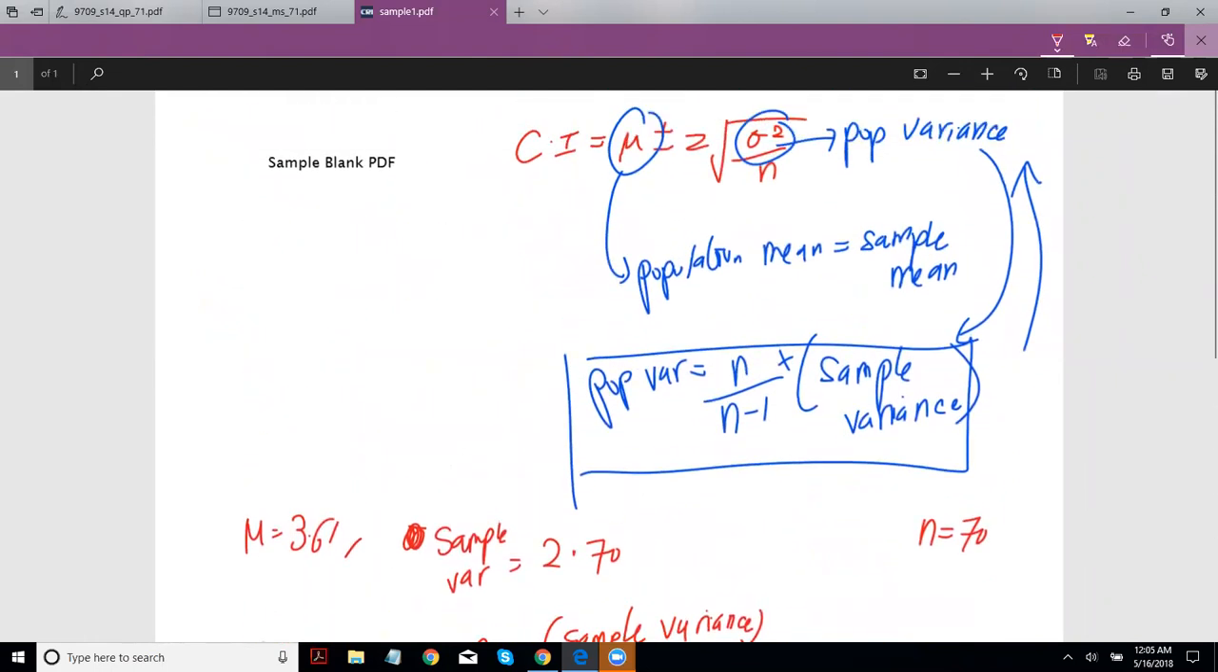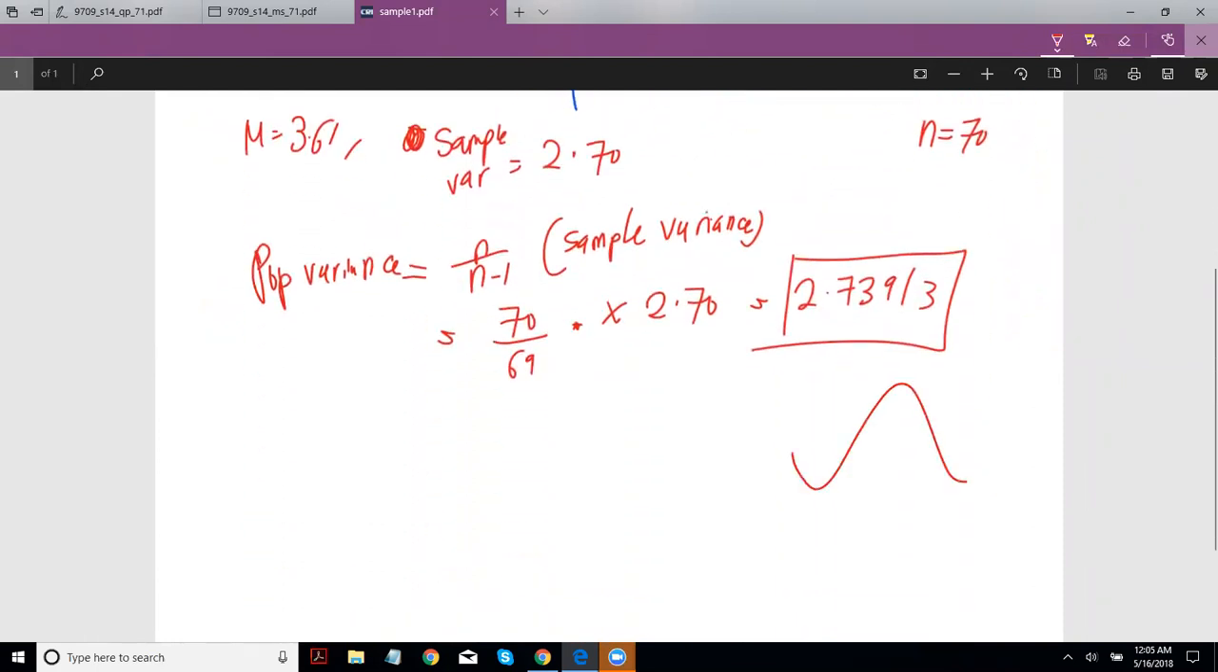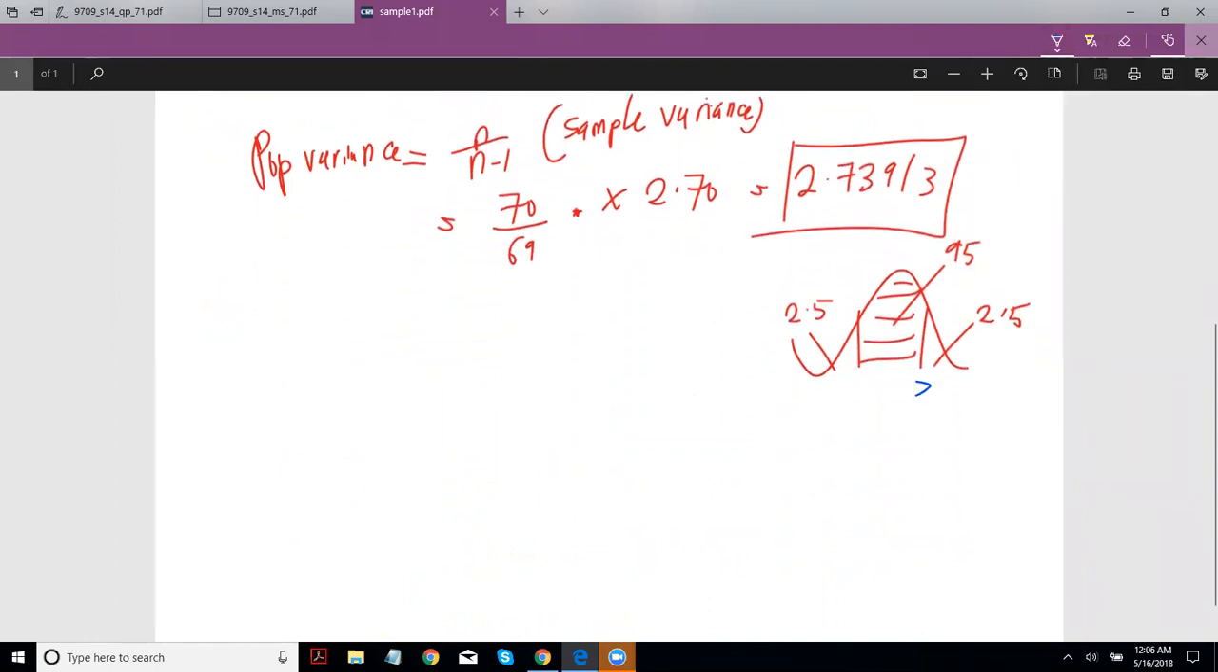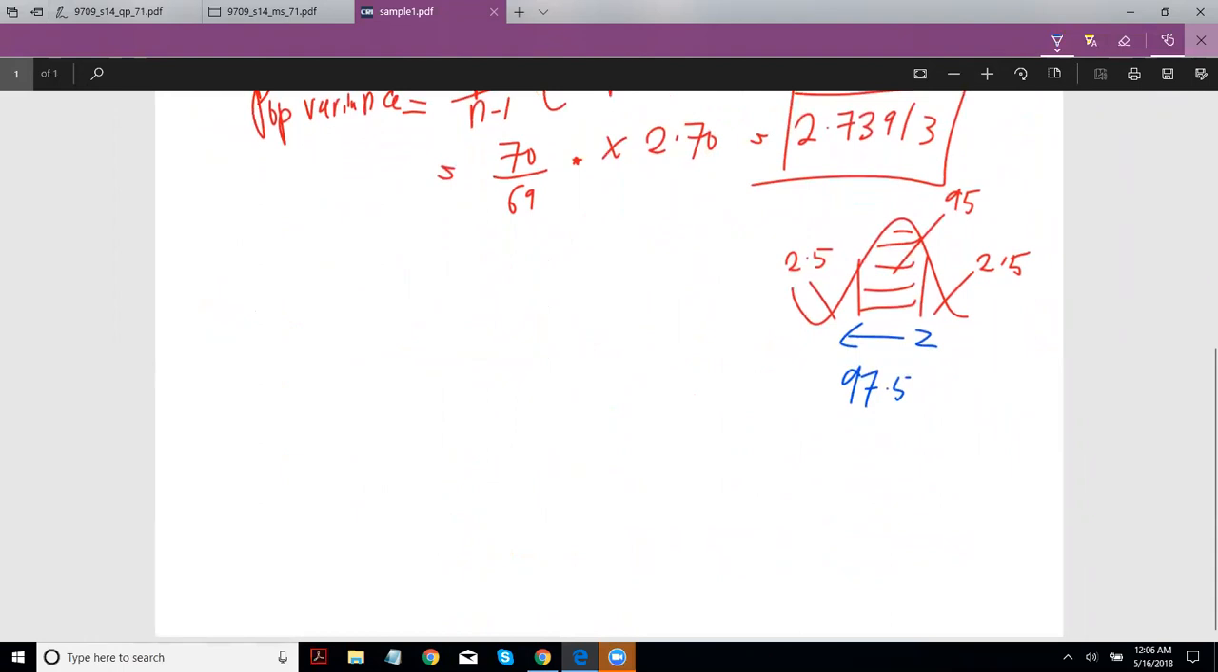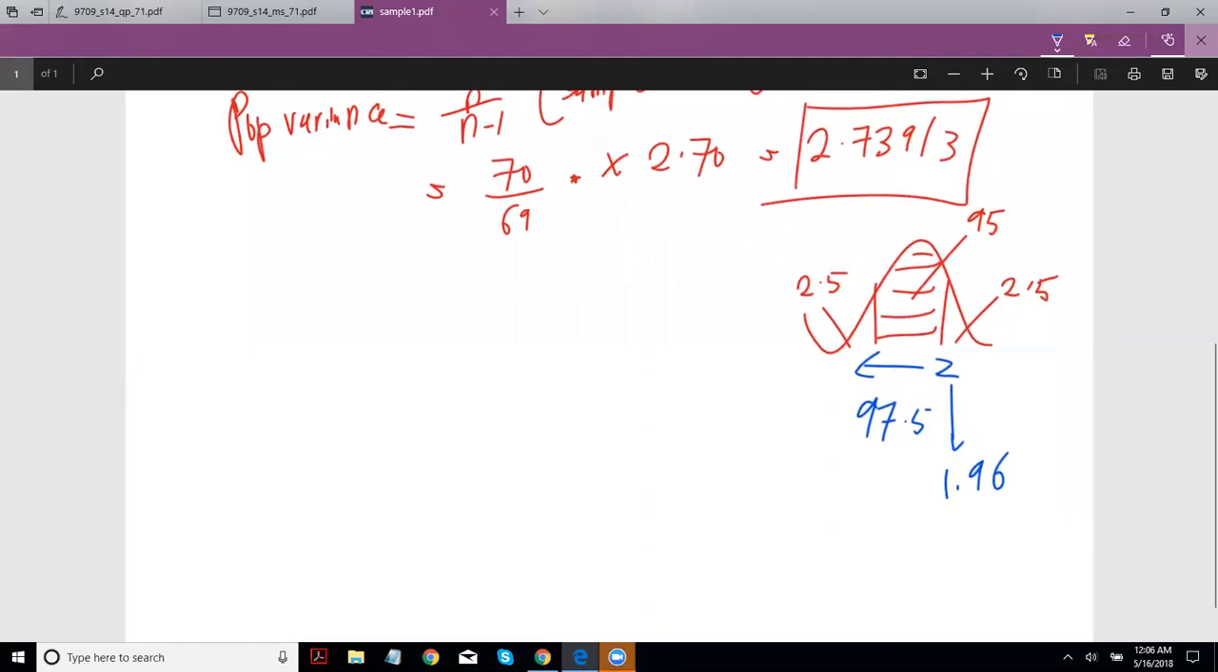We want our z value, however, and since we're given a 95% confidence interval, if this is 95, this would be 2.5 and this would be 2.5. So to calculate the z value, the probability behind this has to be 97.5, and you can figure the z value out from the critical values of your normal distribution table, where you just look for 0.975. So let's get that. We're getting 1.96.